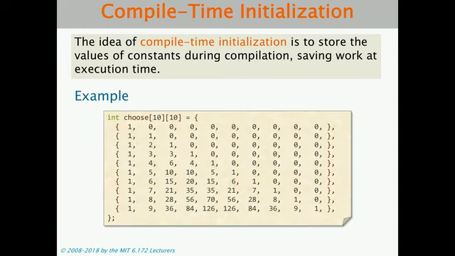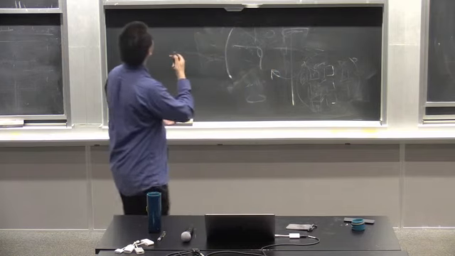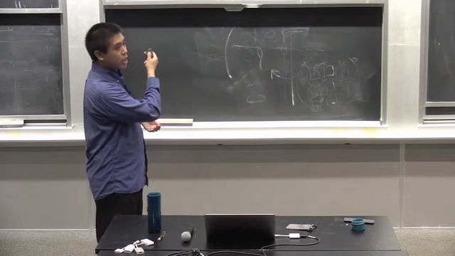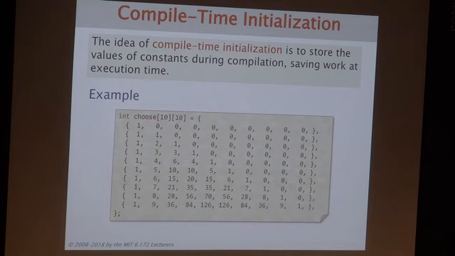Let's say we wanted choose values up to 10. This is the table, the 10 by 10 table, storing all of the binomial coefficients up to 10. If you put this in your source code, now when you run the program, you can just index into this table to get the appropriate constant here. But this table was just a 10 by 10 table.